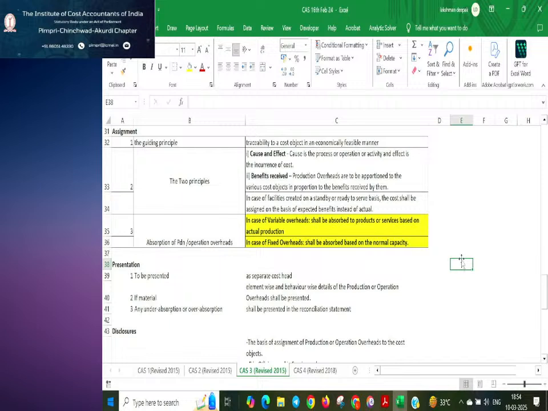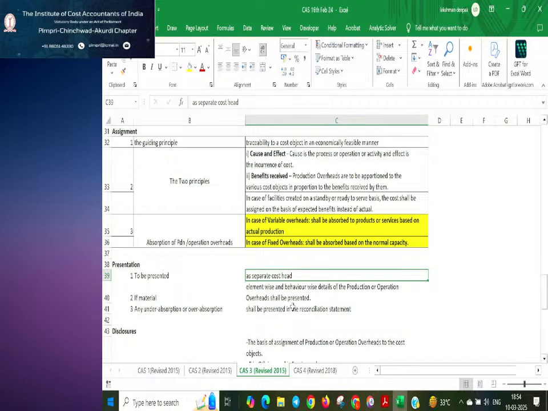If it is going to be variable, how is variable overhead going to be absorbed? It will be absorbed based on the actual production. How many units you produced? That is how it is absorbed. But what about fixed overheads? It shall be absorbed based on the normal capacity of that particular plant or production. Presentation, how does it need to be presented? As a separate cost head.